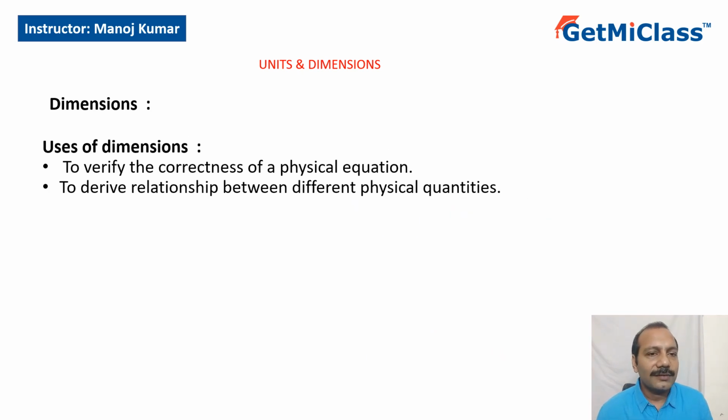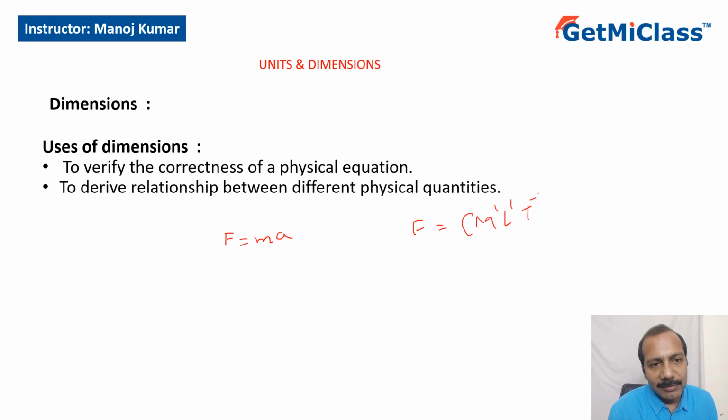Now, what are the uses of dimensions? Dimensions can be used to check whether a physical equation is correct or not. What do I mean by that? Let's say I take an example. We have F equal to MA. I need to check whether F equal to MA is correct or not. Let's say I know the dimensions of F: kg meter per second squared, which is M power 1, L power 1, T power minus 2.